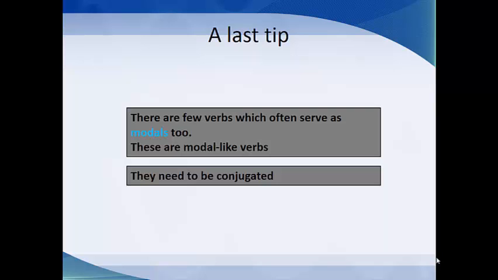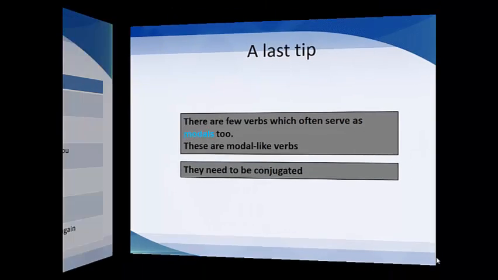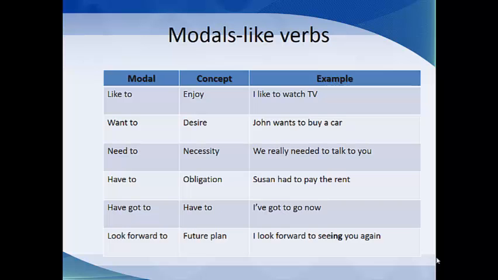A last tip. There are few verbs which often serve as modal too. There are modal-like verbs. They need to be conjugated. For example, like to, want to, need to, have got to, look forward to. Like to expresses enjoy. I like to watch TV. So it means that I enjoy watching TV.